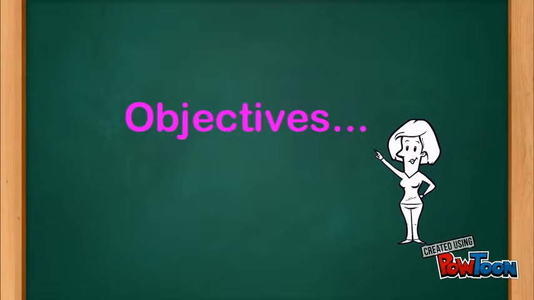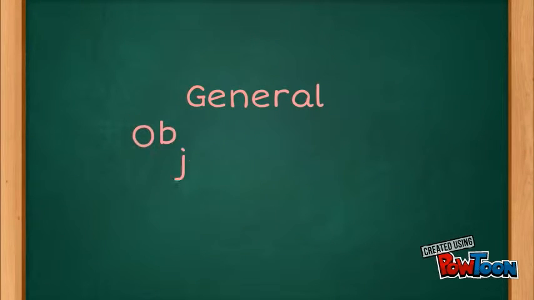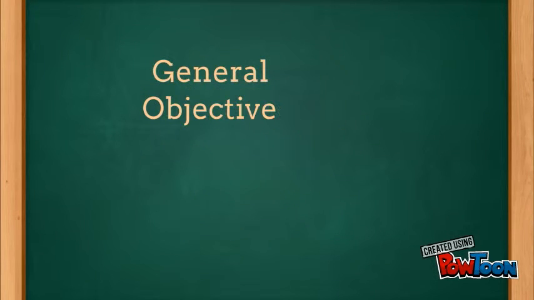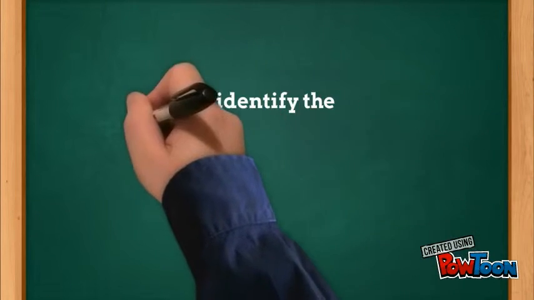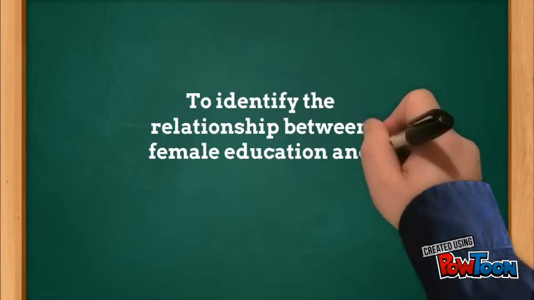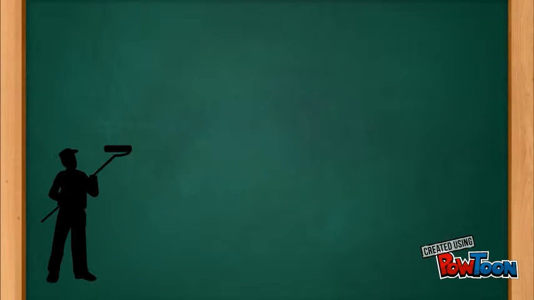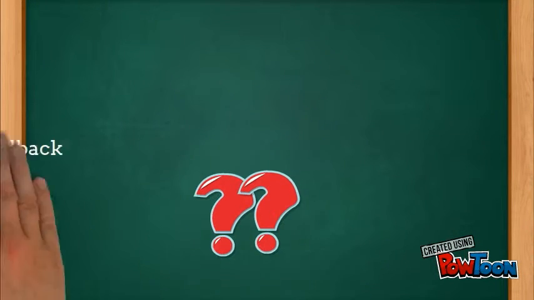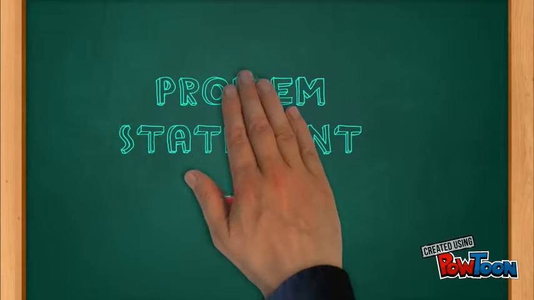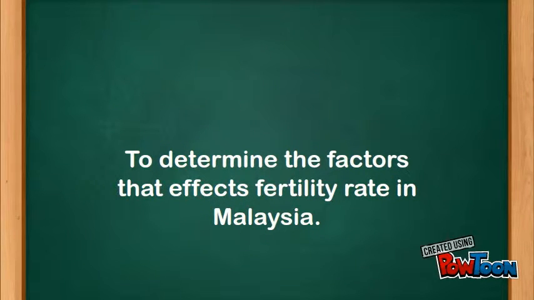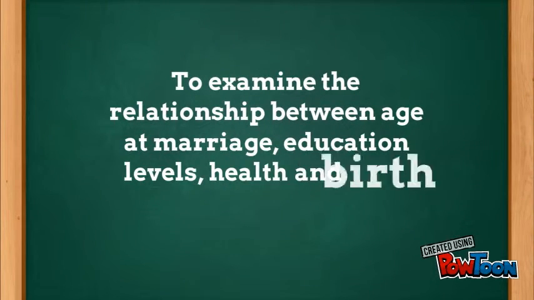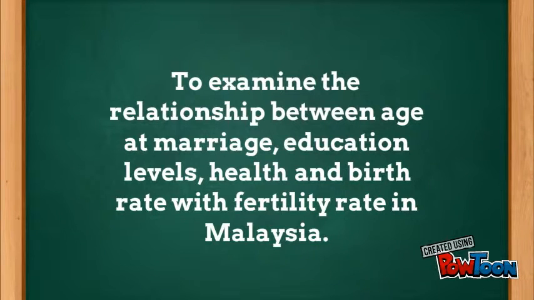The objective of this study is divided into two: general and specific objectives. First, the general objective of this study is to identify the relationship between female education and fertility rate in Malaysia. While the specific objectives are to give feedback or answer the questions from the problem statement, to determine the factors that affect fertility rate in Malaysia, and to examine the relationship between age at marriage, education levels, health and birth rate with fertility rate in Malaysia.